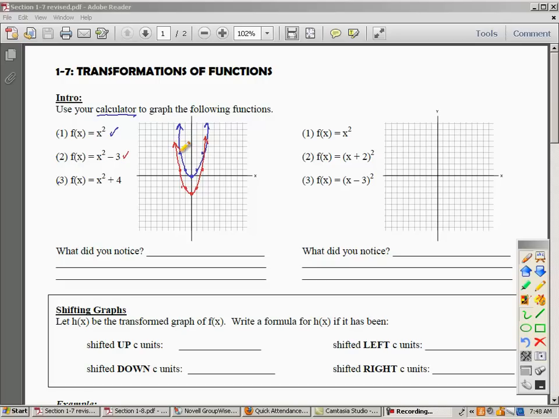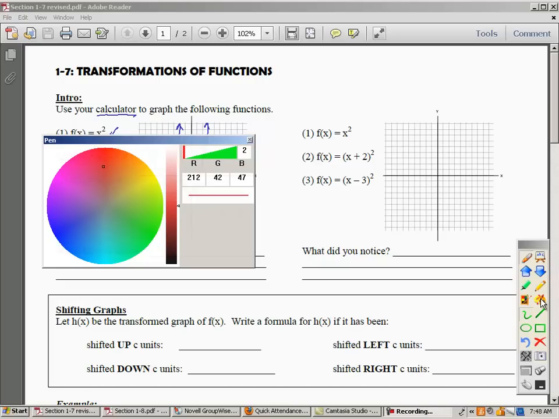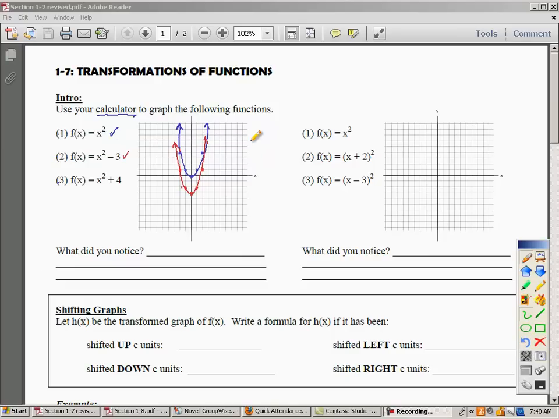And then I'm going to change my color one more time. Let's go green here, and we'll do this third one. X squared plus 4. The vertex is going to be (0, 4), then (1, 5), and (2, 8). Let me plot these as well, and you end up getting another parabola.